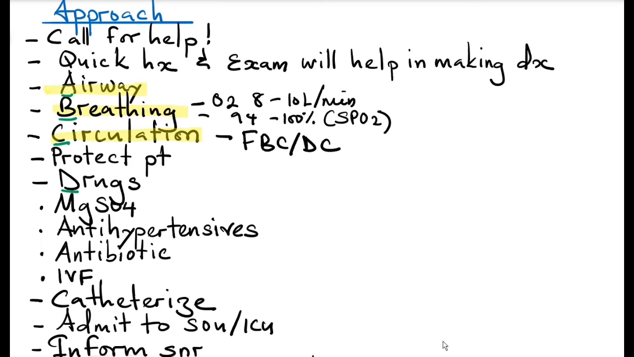Remember, I said that you need to think outside the box. What if the patient doesn't have eclampsia? It could be meningitis, or there could be a foci of infection somewhere, sepsis. So you look at the white cell count as well.